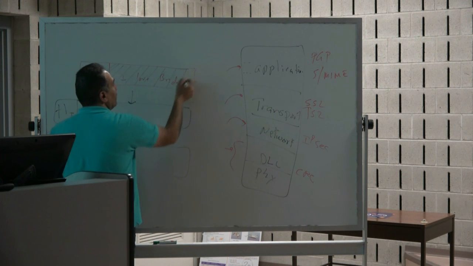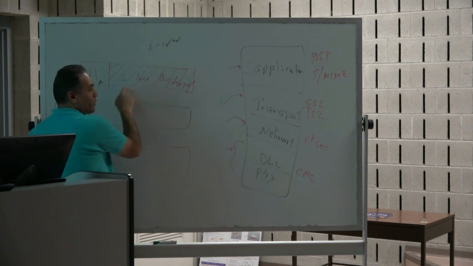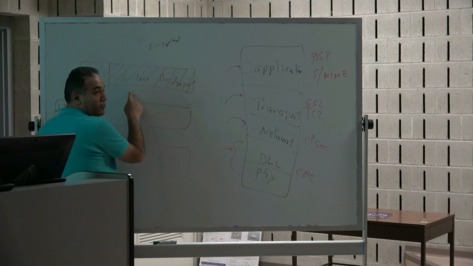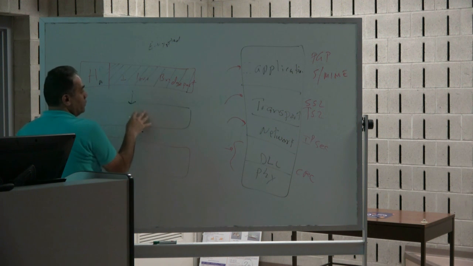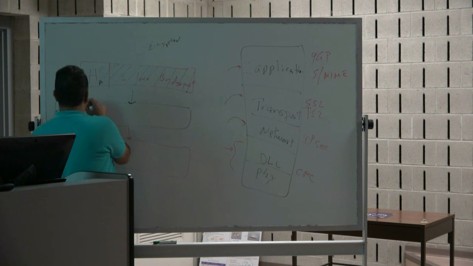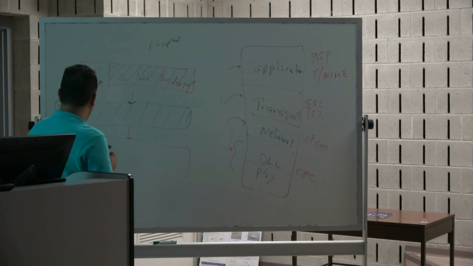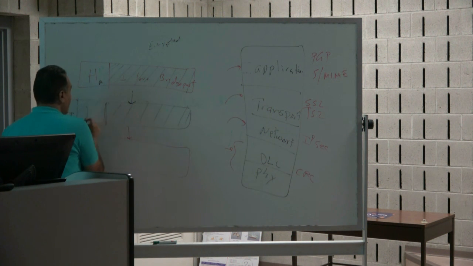what did we do? We encrypt. So the data, our mail, will be encrypted at the application layer. We'll go down, so at the transport layer nobody will be able to read the data in here, except the header of the application.